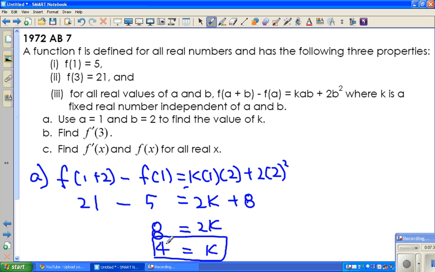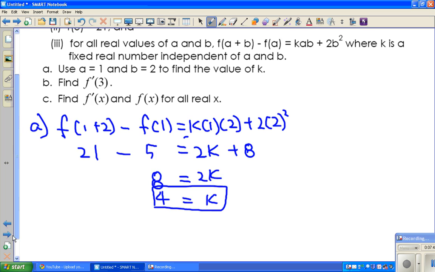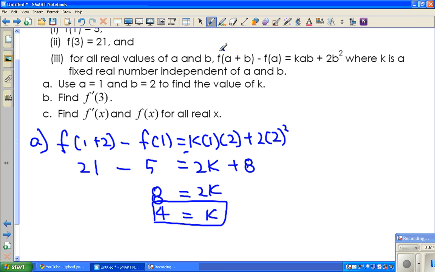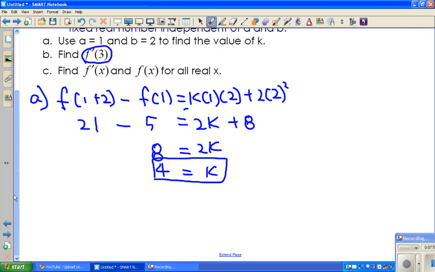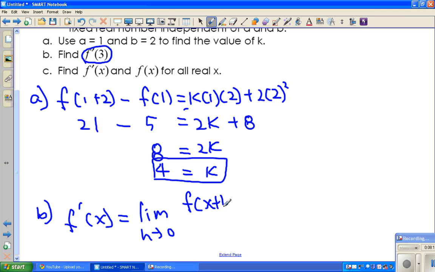That is our first answer. How about the second one? F prime of 3. Now, here we need to notice this portion for a second, and the relationship to f prime. In fact, it is very important for us to realize that f prime of x is equal to the limit as h approaches 0 of f of x plus h, as we know, minus f of x.